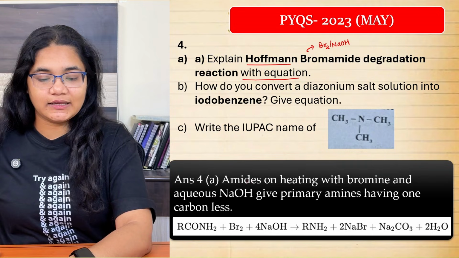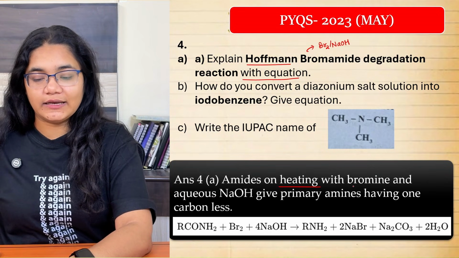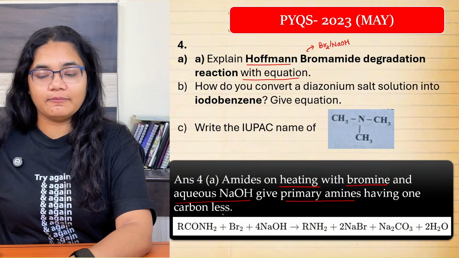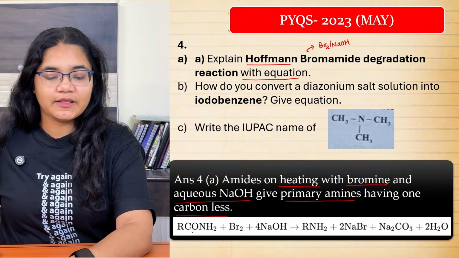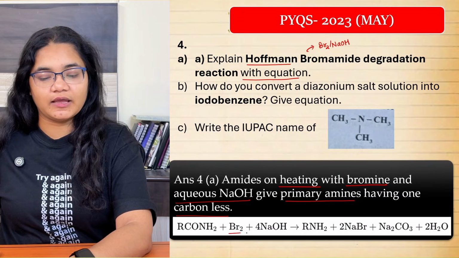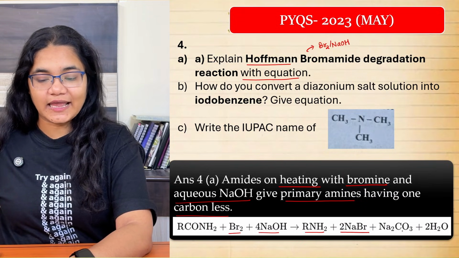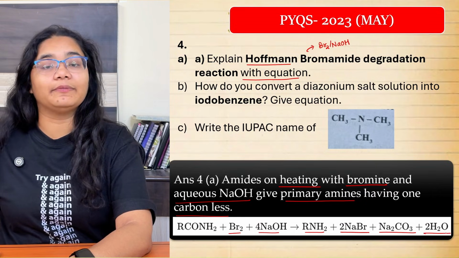You can see here how we can write it: amides on heating with bromine and aqueous NaOH give primary amines having one carbon less. So you can see RCONH2 with Br2 and NaOH will give you RNH2 plus NaBr plus Na2CO3 plus water.